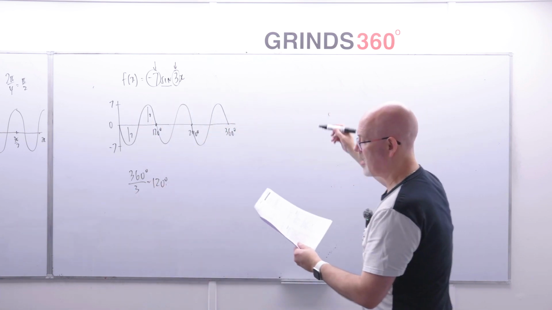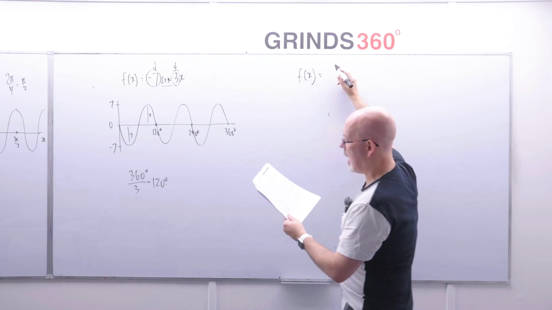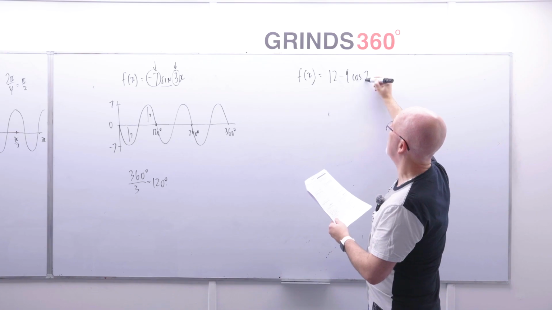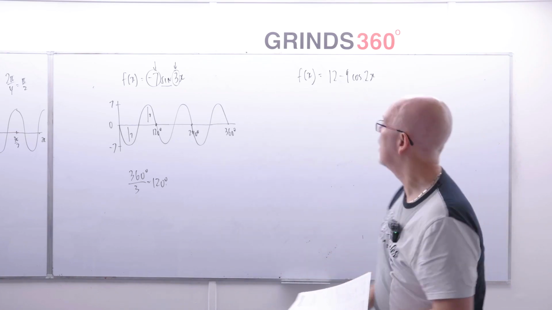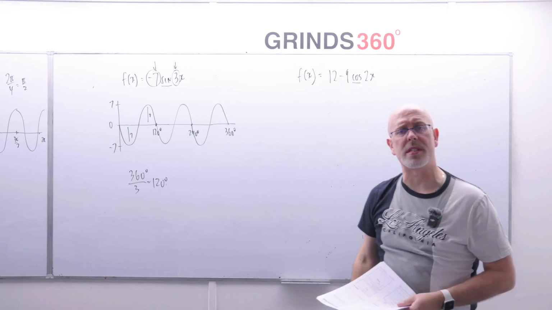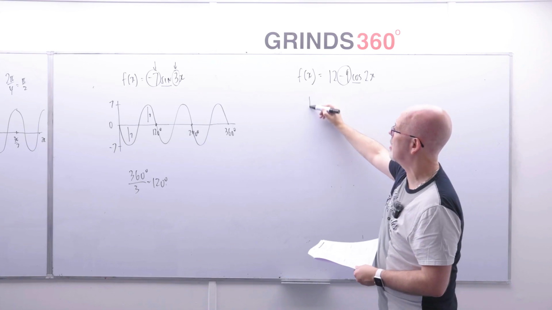So the last question then, we're asked to graph this one here. F of x equals 12 minus 9 times cosine 2x. And again, we're back in radians here from 0 to 2 pi. So basic shape, first of all, well, it's a cosine function. And the number in front here is a negative number. So it's a minus cosine function.